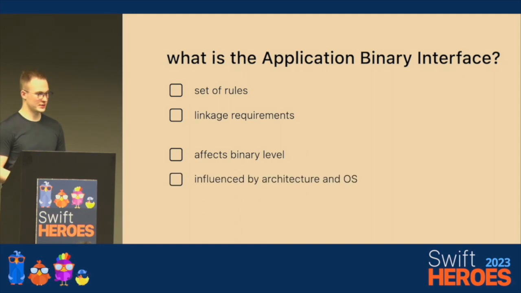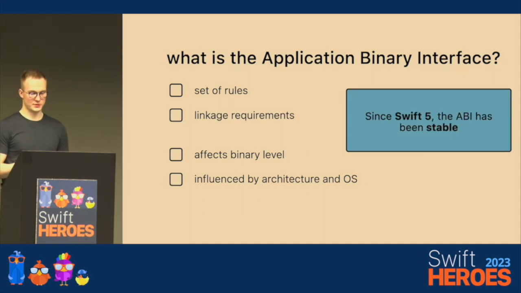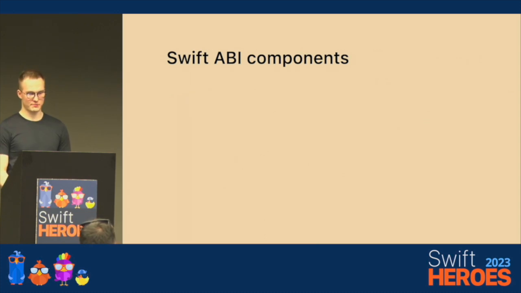ABI is per platform, but Swift differs from languages like C or Rust, so most of its ABI is cross-platform. And since Swift 5, the Swift ABI has been stable, which means that the future will bring additive-only changes. So let's break Swift ABI into its components.